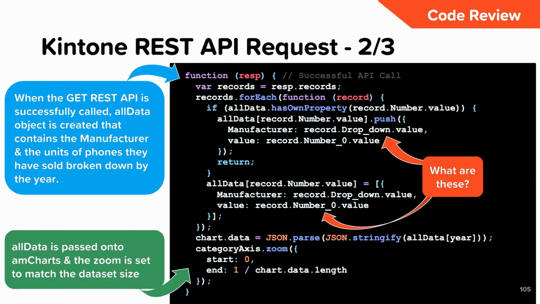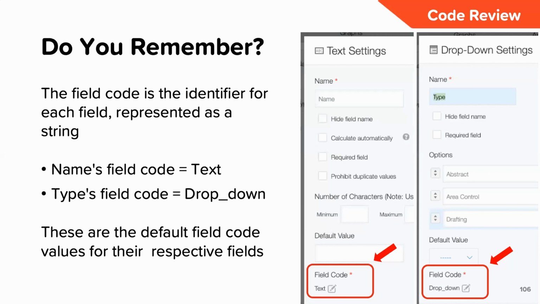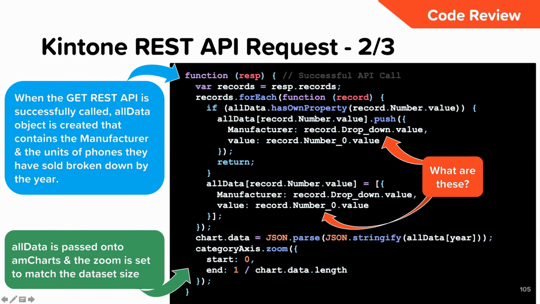One thing I do want to call out, which is front and center on this page, is you'll notice these red arrows go to what are these? drop_down_number_0. Now, remember about an hour ago, I said each field has a unique field code, and that's represented in the code. So these are places where we are referring to the values of the field, and we need to refer to the fields by their field codes inside of the code. So that's what these things are.